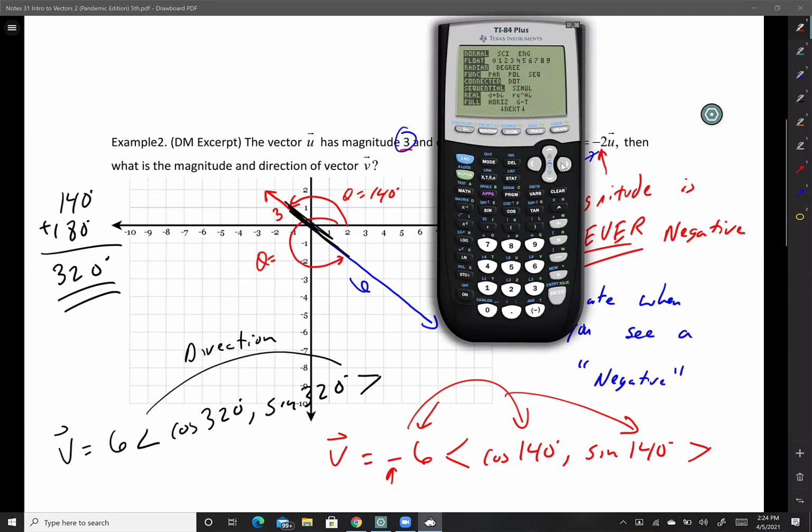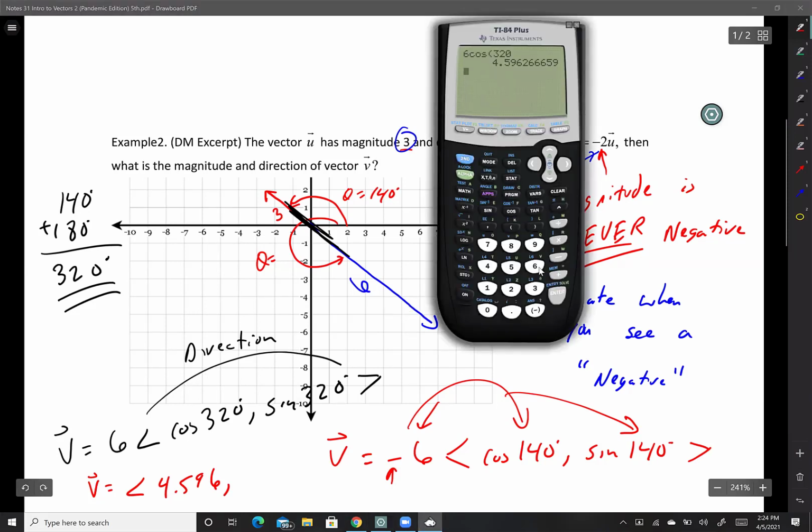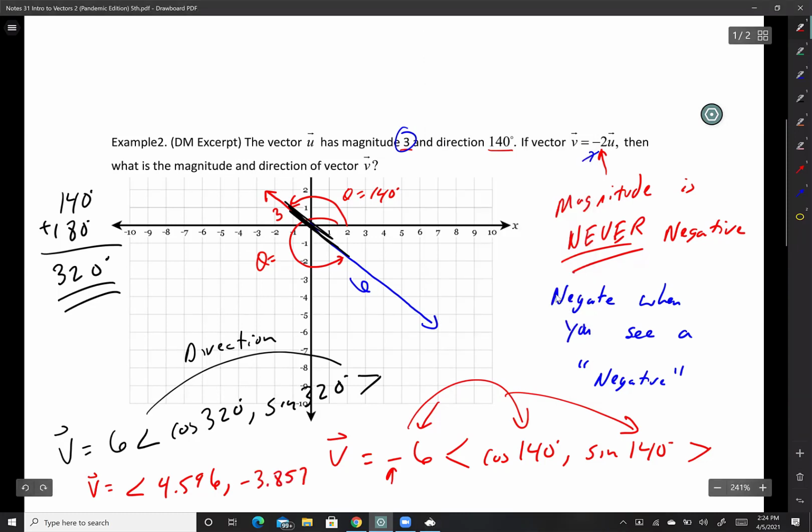If you have a TI Inspire, now's a good time to take out your calculator. There it is, it's in degree mode. I'm going to type 6 cosine 320, and I get 4.596. That's the x coordinate. Let's see what the y coordinate is. I'm going to type 6 sine 320, and I get negative 3.857.